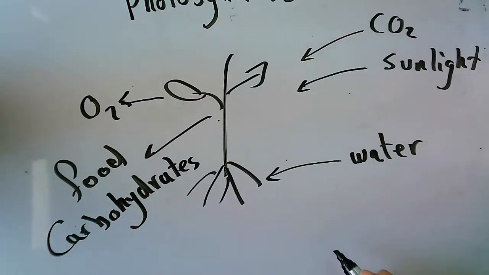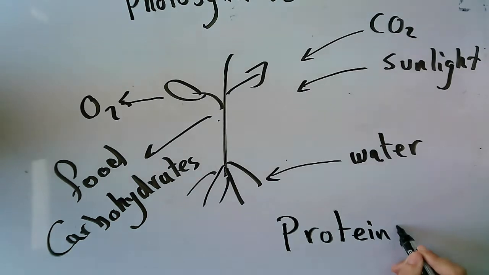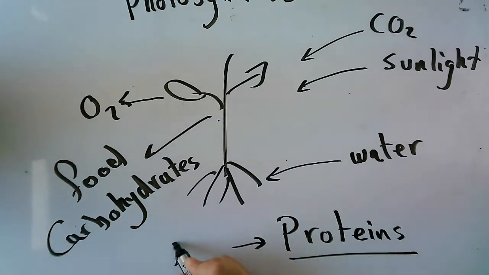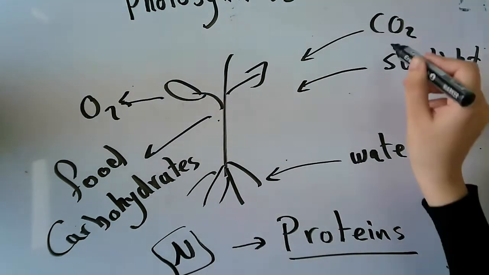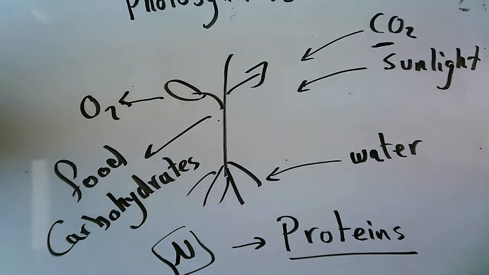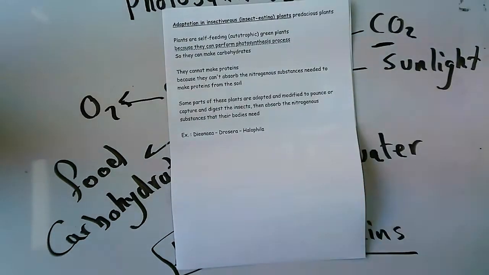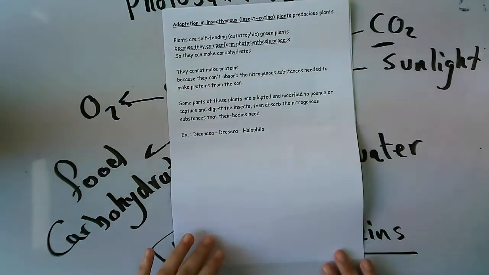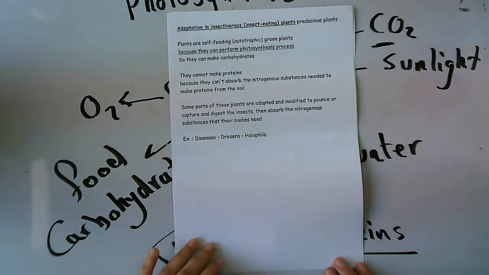But these plants can't make protein because they need nitrogenous substance to make protein. And as we said, in photosynthesis, plants absorb carbon dioxide. But there are some plants like predaceous plants or insectivorous plants. They can absorb nitrogenous substance from insects to make protein. Again, these plants, like all kinds of plants, are autotrophic or self-feeding.